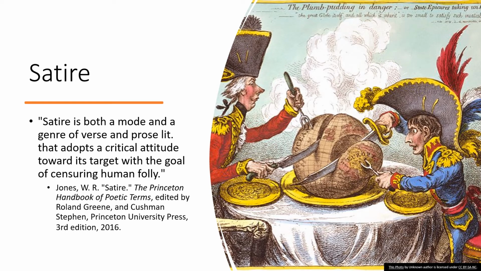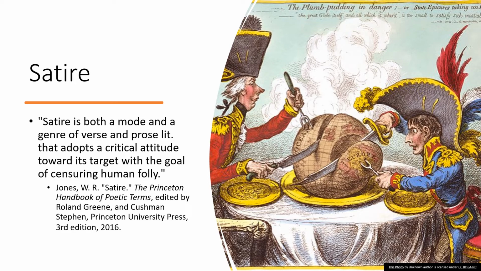Okay, this is satire. Satire is both a mode and a genre of verse and prose literature that adopts a critical attitude toward its target with the goal of censuring human folly. That uses some big words to say its goal is to punish flaws or faults. It's to make fun of people and things, and to point out what somebody's doing wrong.